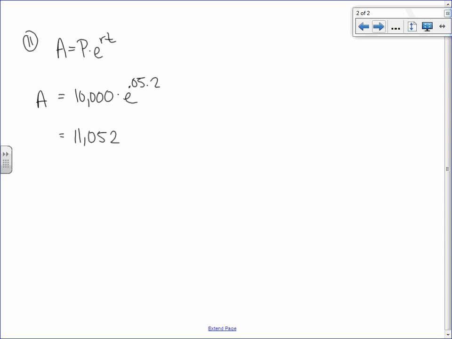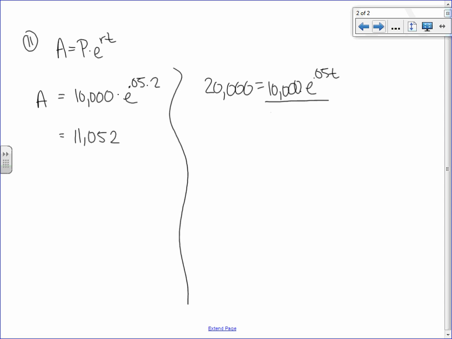It also asks how many years to the nearest year will it take for my initial investment to double. So for the second part, I want to know how long, so I'm looking for T for my A to be twice of what I put in. So I want A to be 20,000. And this is going to be times E to the 0.05 T. So now I'm looking for time. First things first, divide both sides by 10,000. So I get 2 is equal to E to the 0.05 T.